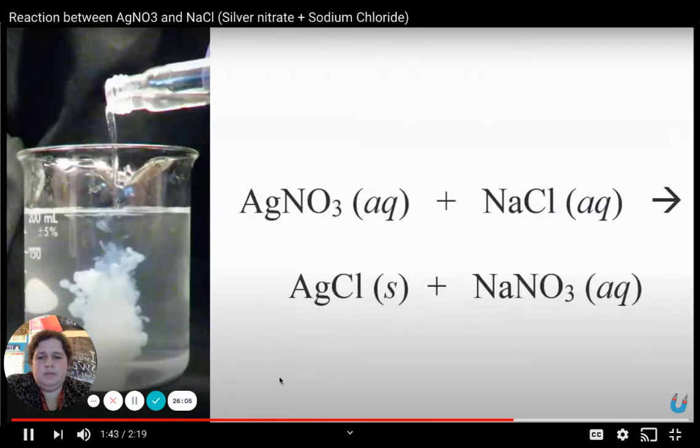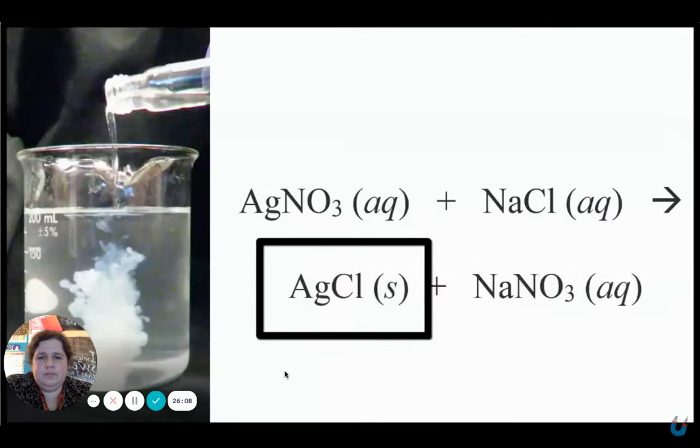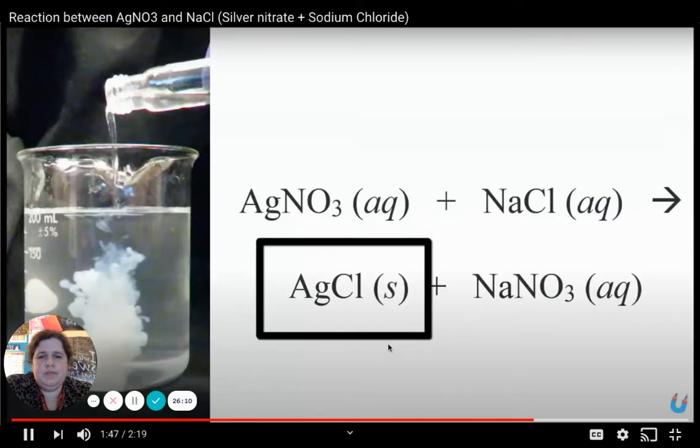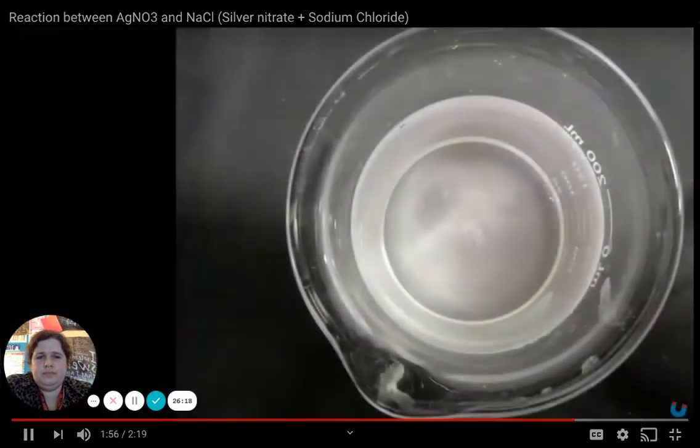React, and we get that AgCl plus NaNO3. This is your precipitate. The AgCl, the precipitate, silver chloride's at the bottom. It's a solid. If we poured the liquid off, let it dry out a little bit, that would look like this. So this is our solid AgCl, and in the liquid we poured off, that has the NaNO3.